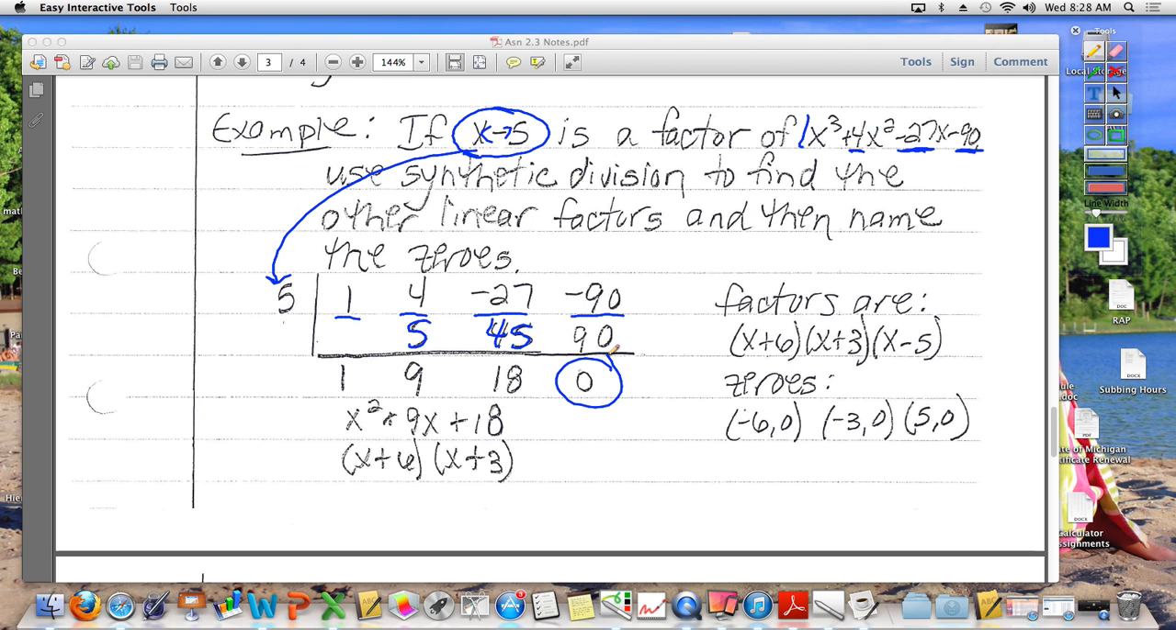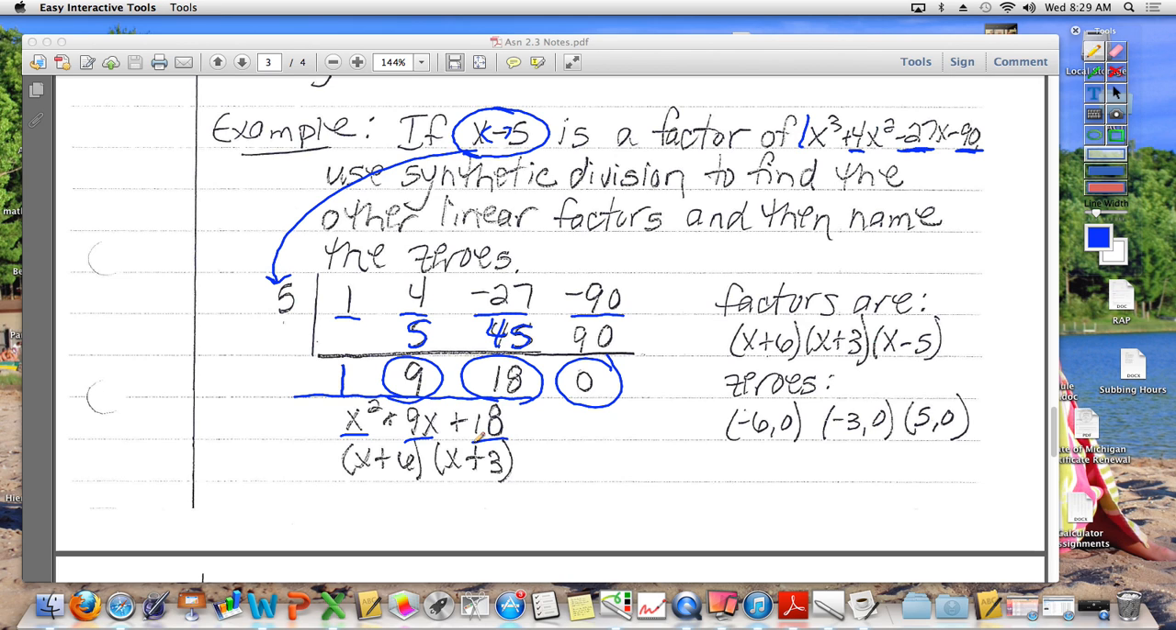What does that tell us? No remainder. What'd you say? No remainder. Yep. And then in this case, it means that x minus 5 is a factor. Since I have a remainder of 0, it means that x minus 5 is a factor. My answer here is going to be 1x squared plus 9x plus 18. X squared plus 9x plus 18.